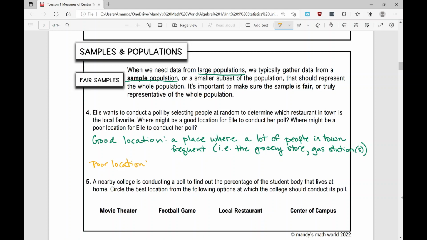And you can discuss. Your answers may vary to this. You might have some great ideas, but a poor location might be in front of a restaurant or a specific group of restaurants, right? Because you're only getting the people that go to those restaurants. Those might be their favorite, right? So in front of a restaurant, that might not be a good location.